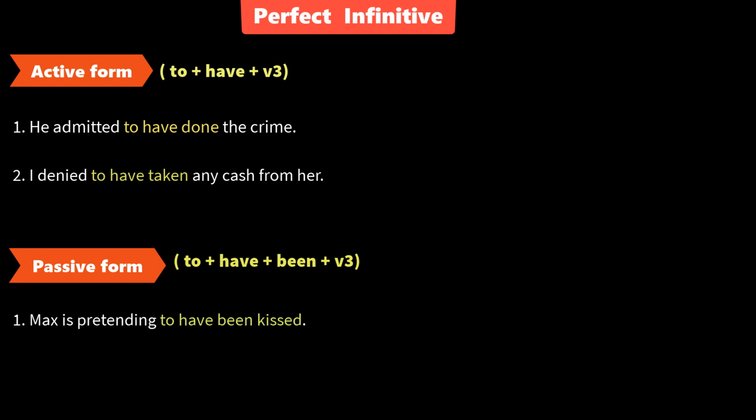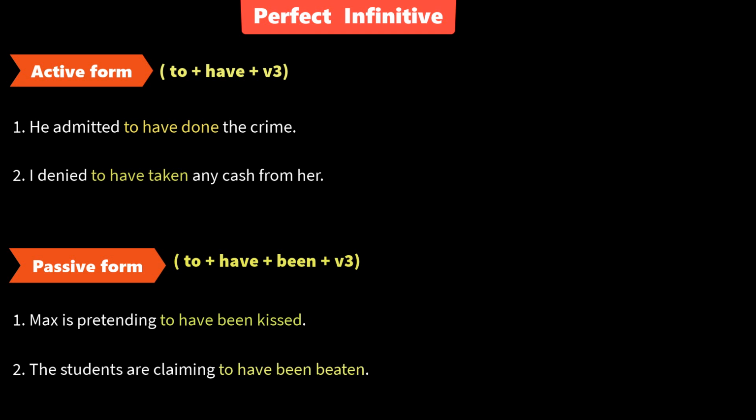Now let us take some examples of passive form. Example number 1. Max is pretending to have been kissed. Max is pretending what? To have been kissed. So to have been kissed is our perfect infinitive in passive form. Why? Because somebody else is doing this action. Max is not doing this action. Somebody else is doing it. Max is receiving this action. Max is pretending to have been kissed by somebody, right?